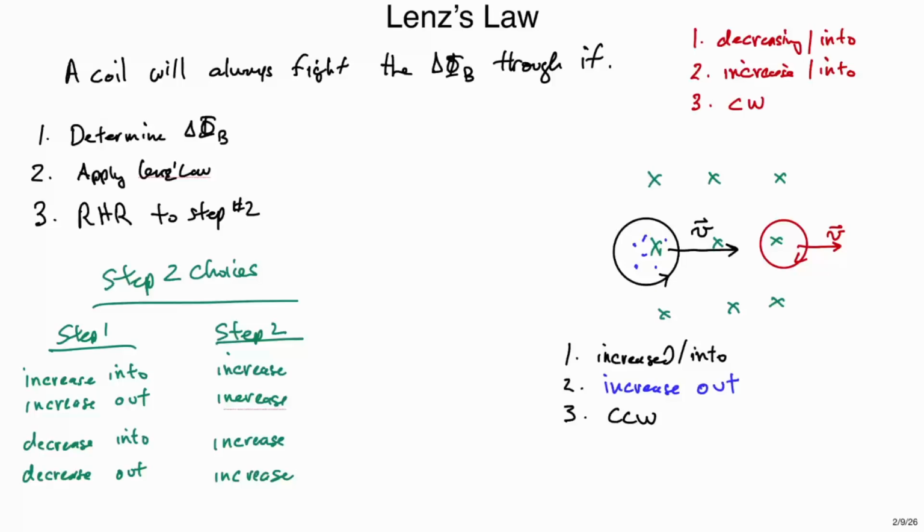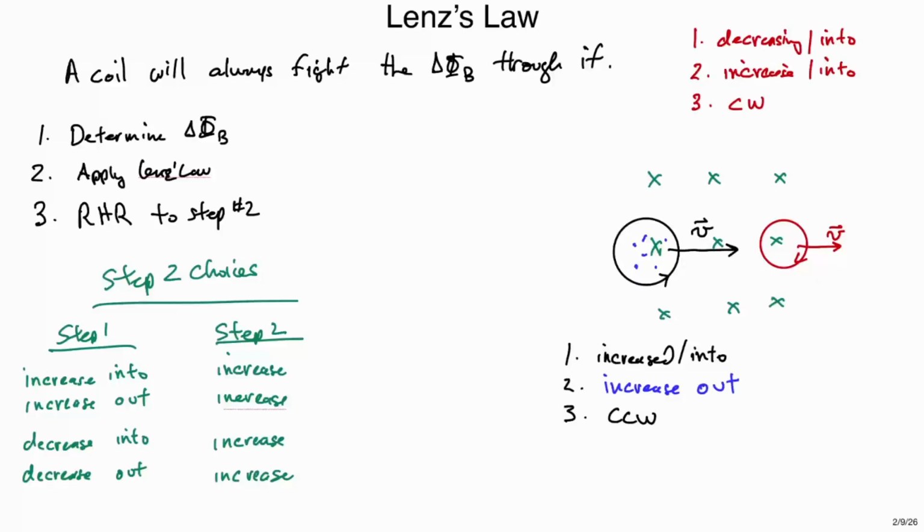Again, there's no anti-magnetic field. There's no null field. It's just another magnetic field that's generated in order to fight the change. So that's why we use increase for every beginning in step 2. If you start step 2 with decrease, you're doing it wrong, because step 2 is all about what the coil's doing, and the coil can only make flux.